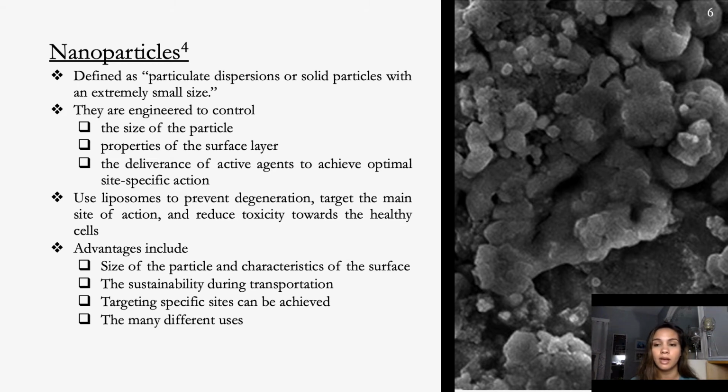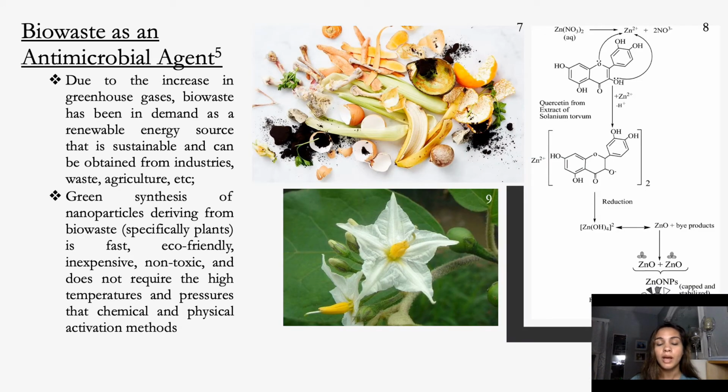Nanoparticles have been looked at as possible novel antibiotics due to their ability to be engineered in size, surface layer properties, and ability to be optimally specific in the delivery of active agents. Biowaste has also been thought of as a possible source of nanoparticles due to previous research showing their green synthesis as being fast, eco-friendly, inexpensive, and non-toxic, not to mention that they are a sustainable, renewable energy source that can be easily obtained.